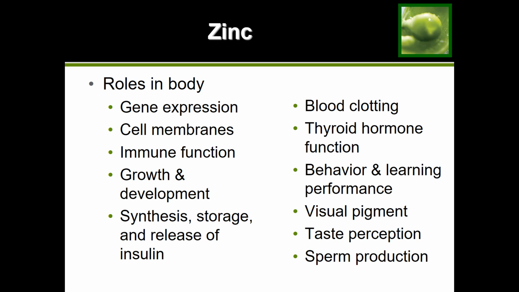The next mineral is zinc, and zinc has lots and lots of different roles. One of the things that it's commonly known for is your immune function. There are zinc lozenges that you can buy from a pharmacy that are promoted to help when you're ill. Also, it's really important when an individual is going through a big growth period in their life, like children and adolescents. It's also really important for your taste and your visual senses, as well as healthy sperm production.